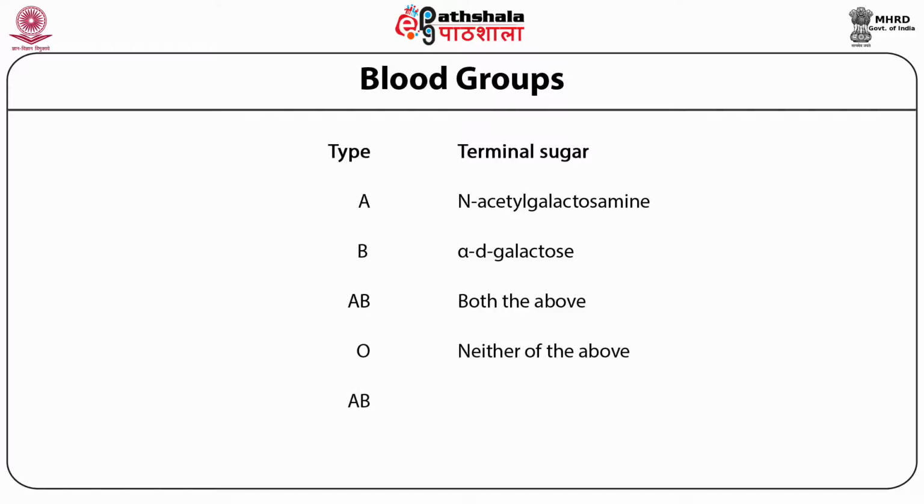AB is the universal acceptor. O is the universal donor. Oligosaccharides are antigenic determinants. That means carbohydrates on the cell surface are immunochemical markers. ABO blood group antigens are oligosaccharide components of glycoproteins and glycolipids on the surface of individual cells besides blood cells.